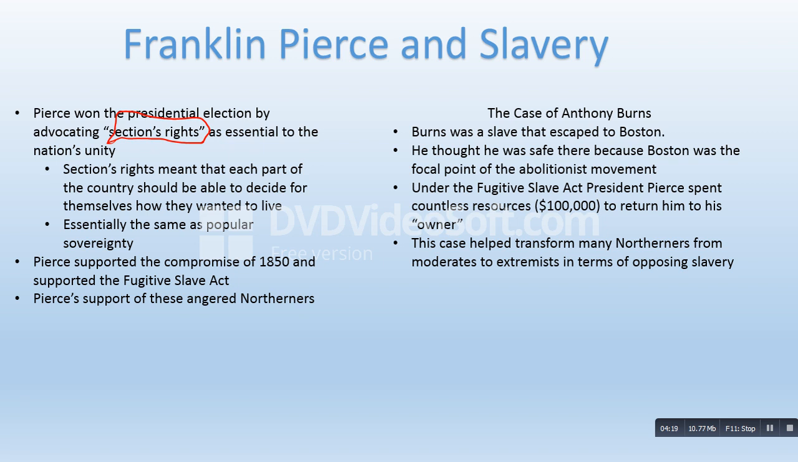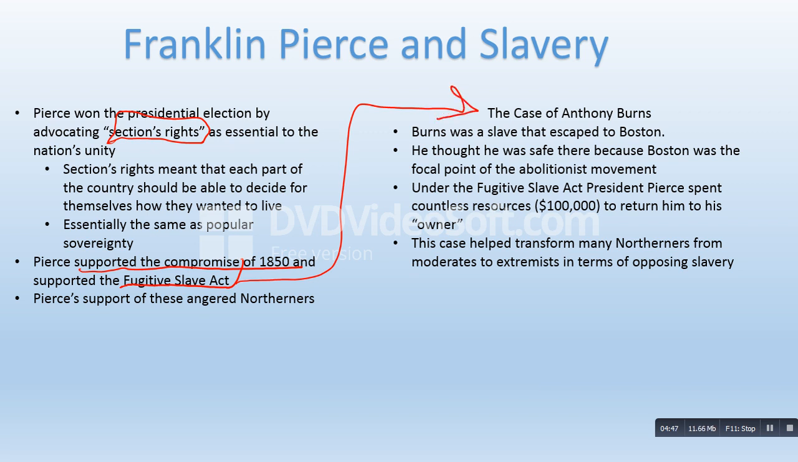Pierce did support the Compromise of 1850 and the Fugitive Slave Act. Now, the support of the Fugitive Slave Act is what really, really angered Northerners. They really thought that the Fugitive Slave Act was absolutely atrocious. And the support of the Fugitive Slave Act came to, I guess, the culmination in this case of Anthony Burns, an individual, a single person, obviously.